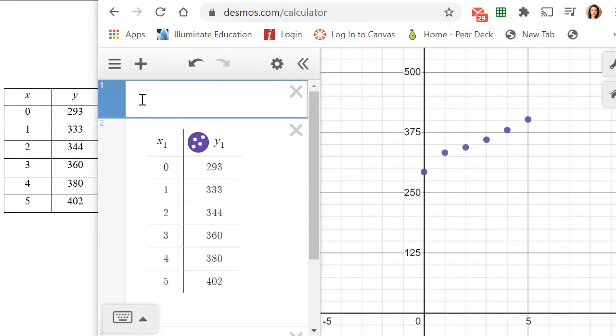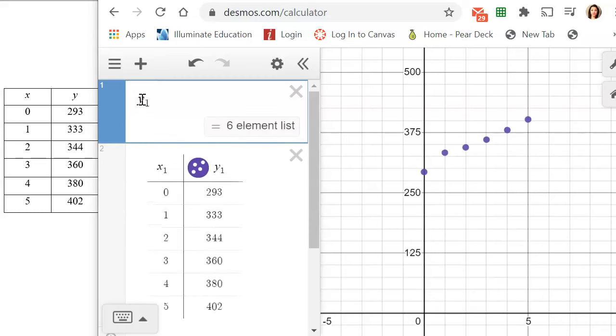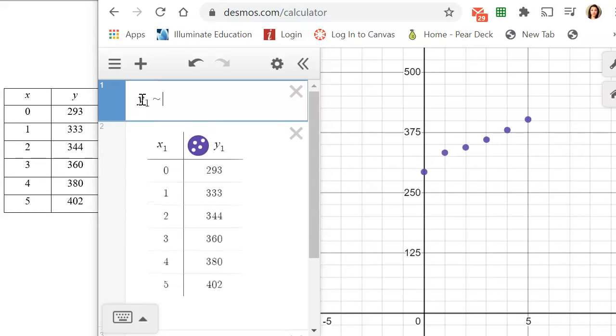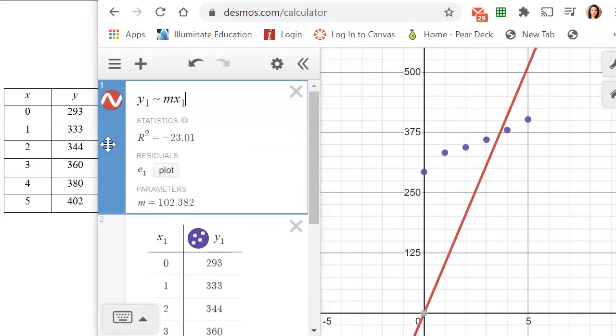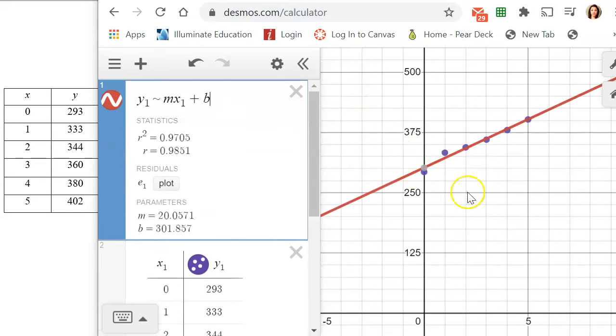Now this is y sub 1, so I'm just going to type y1. And I'm going to use an approximate value, so I'm just using that symbol there instead. And we're going to do m x sub 1 plus b. And you can see what happened there was a line was plotted.